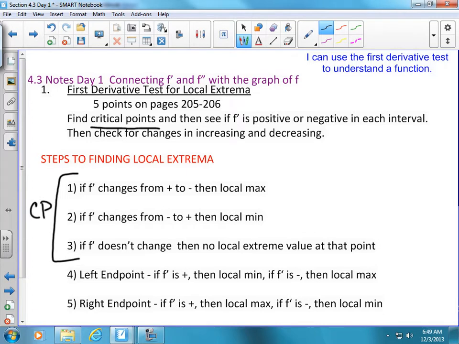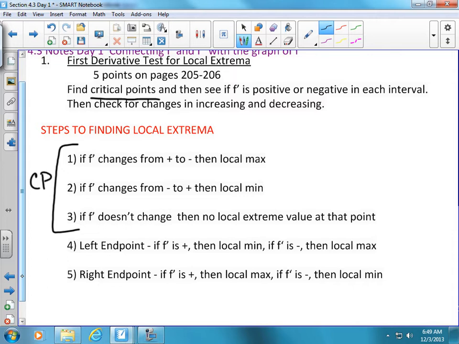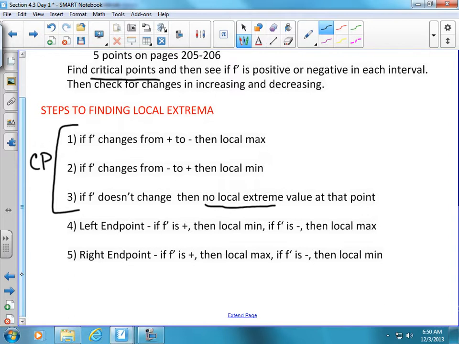Number 1, if it goes from positive to negative, it's a max. Number 2, if it goes from negative to positive, it's a min. If the derivative doesn't change, then there's no local extreme value at that point. We'll talk about what that might be later. Then, after you get done checking the critical points, you check the end points.